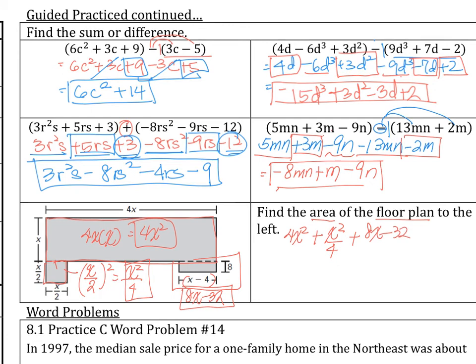Now we can still combine these two terms. So I'm going to rewrite 4 as 16 over 4 and continue to simplify. So this would be 17 over 4 x squared plus 8x minus 32.